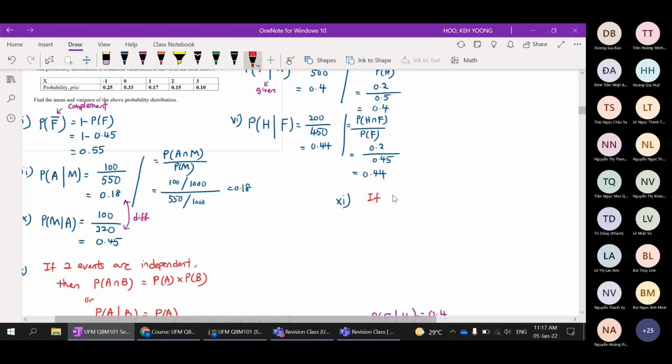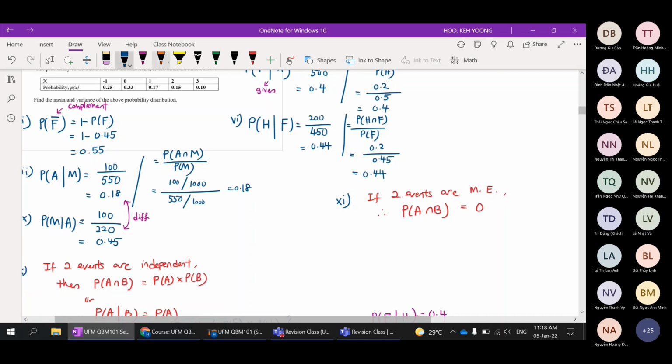If the two events are mutually exclusive, first you need to understand what mutually exclusive is. Mutually exclusive means the two events cannot happen at the same time. So if they are mutually exclusive, their intersection, the chance for both of them to happen at the same time, is equal to 0. As easy as that.